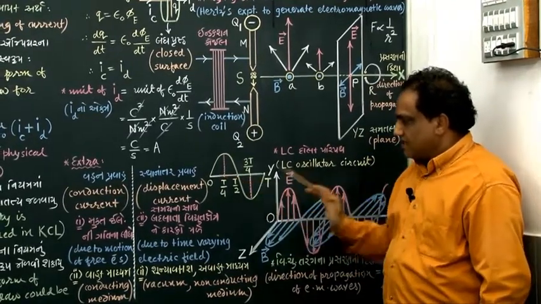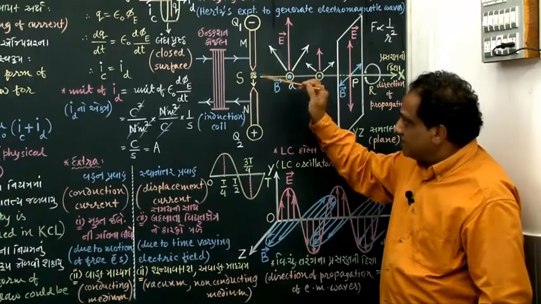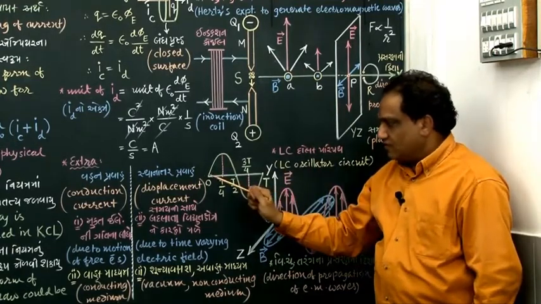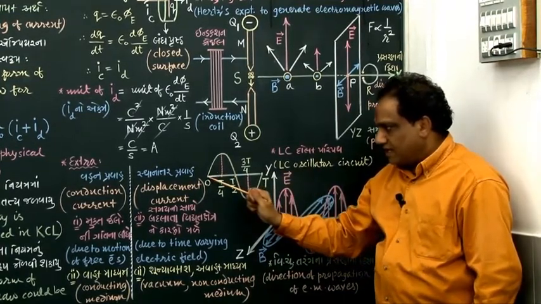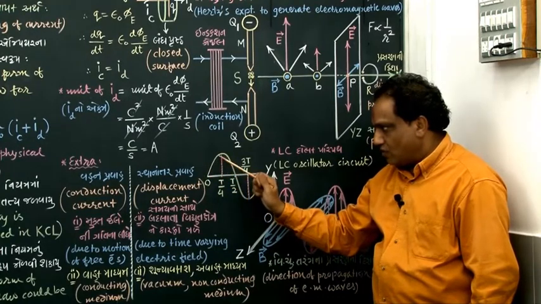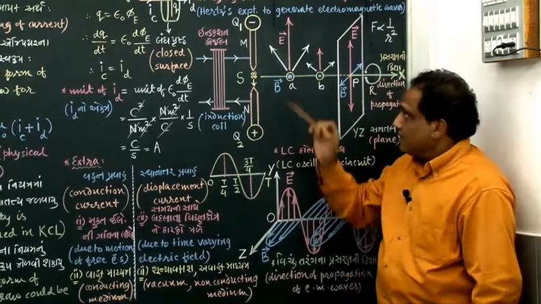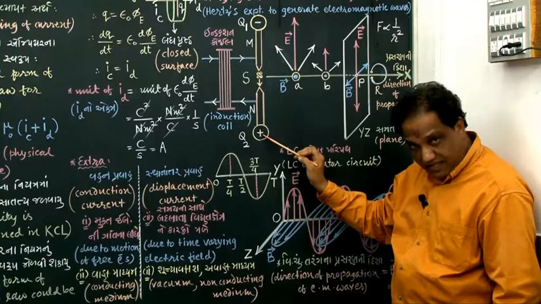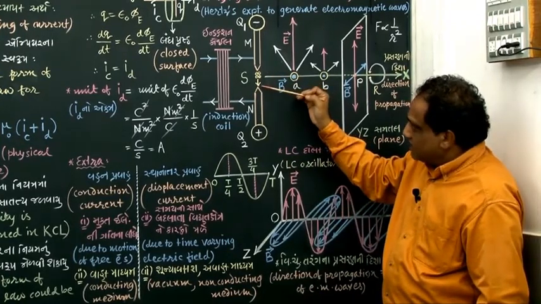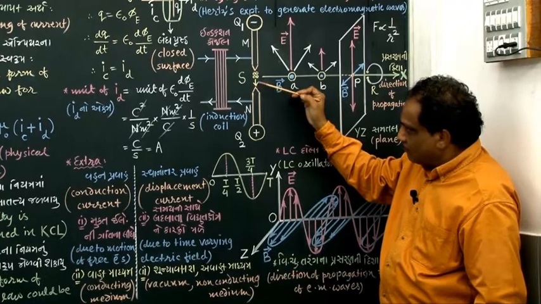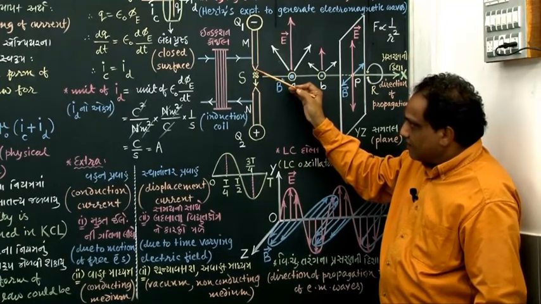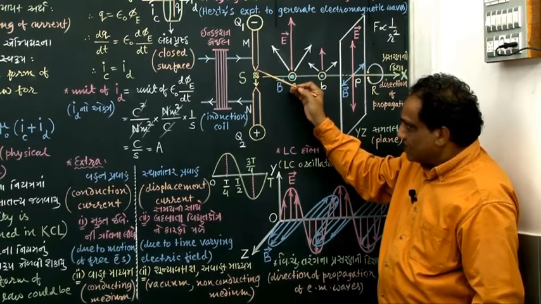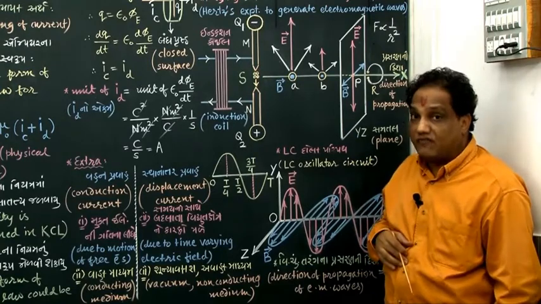Now, as time passes on, what will happen in the spark gap? I am showing you. Tell me. First of all, from 0 to t by 4, the value of charge on both the spheres would increase. Here negative charge will increase, here positive charge will increase. Correct? Now, as this end becomes more and more positive with respect to this end, the potential difference between these two pointed ends goes on increasing, which gives rise to some strong electric field.